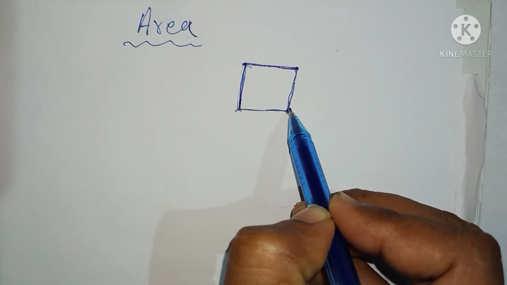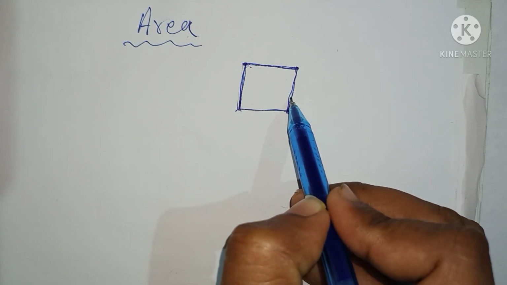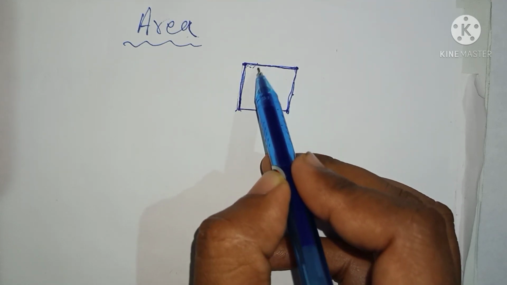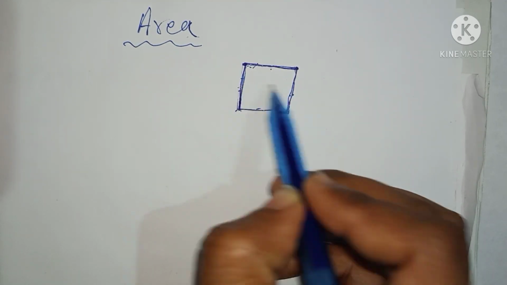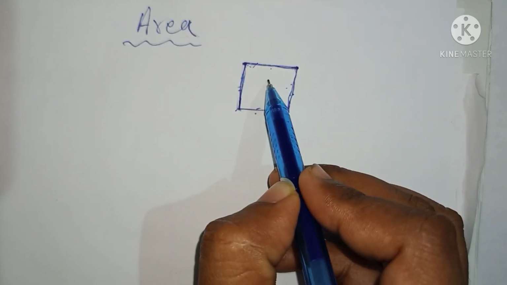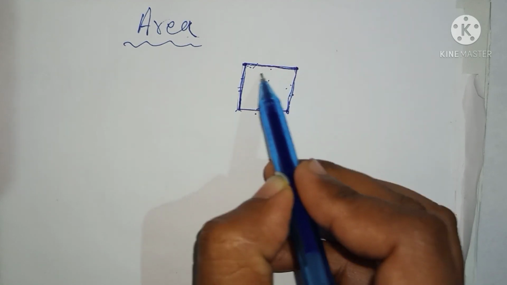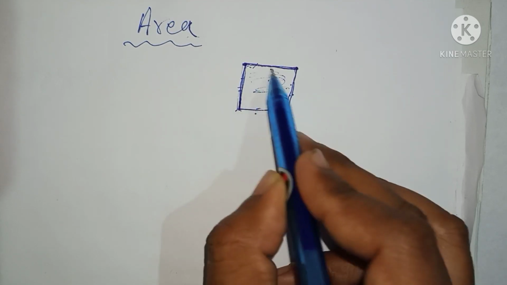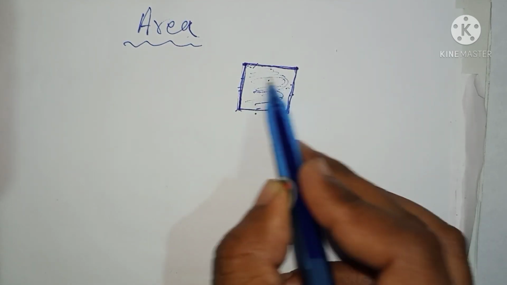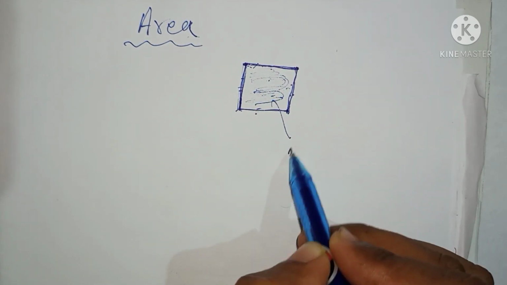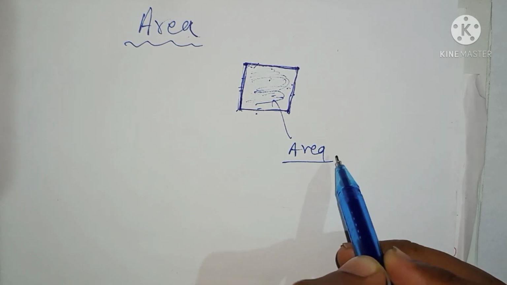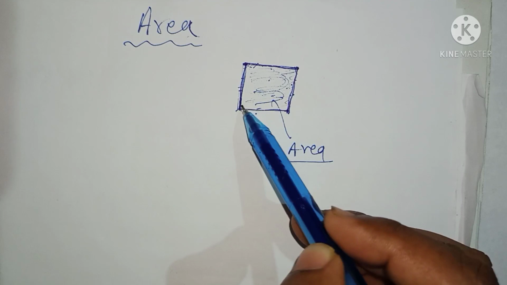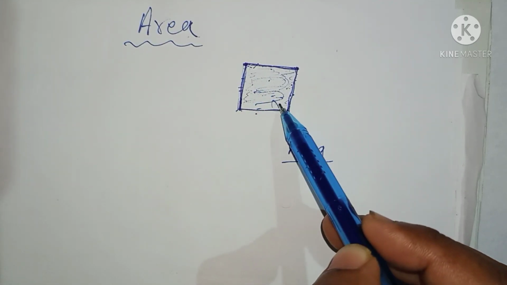That is the perimeter. But the area is something in between this boundary, inside these sides. How much space is occupied inside this boundary? This space is known as the area. Is it clear? So how much space this figure or any figure occupies, that is the area.